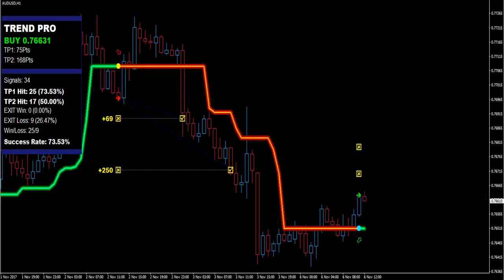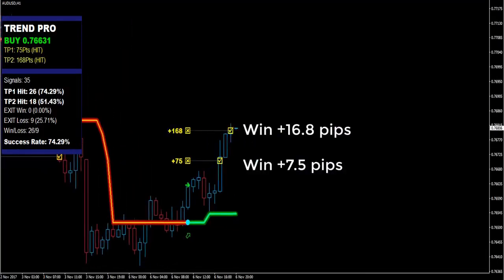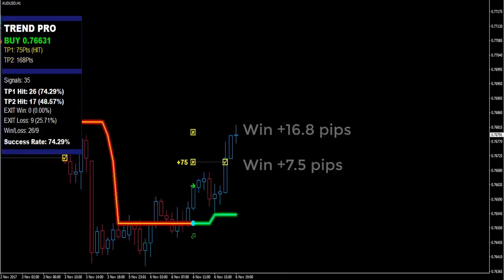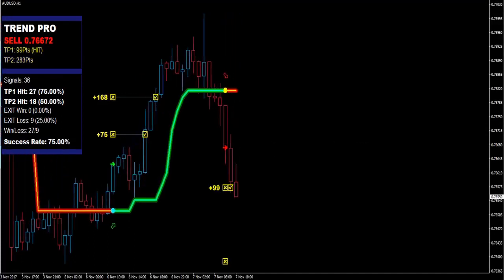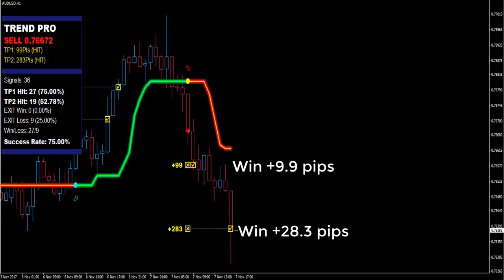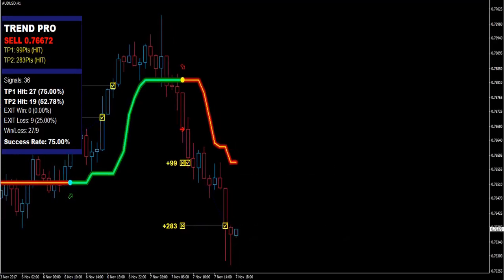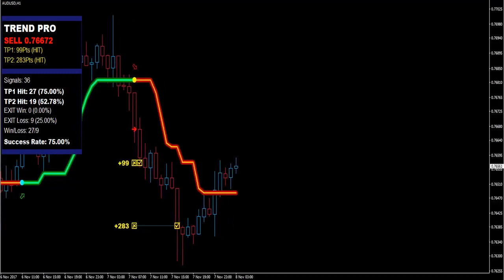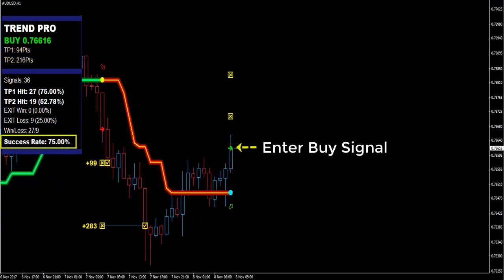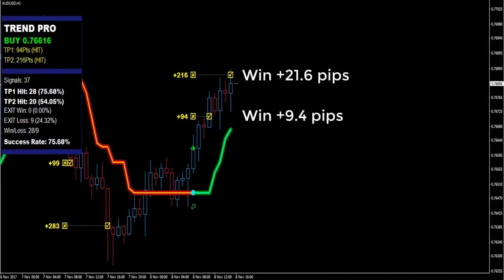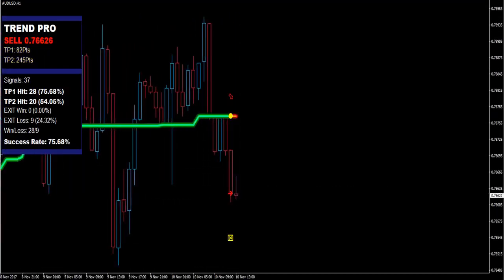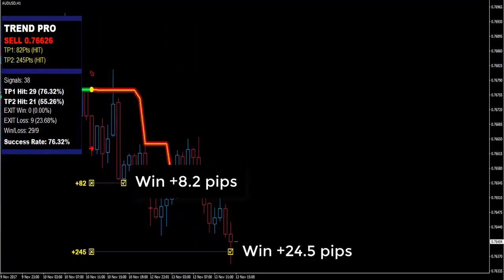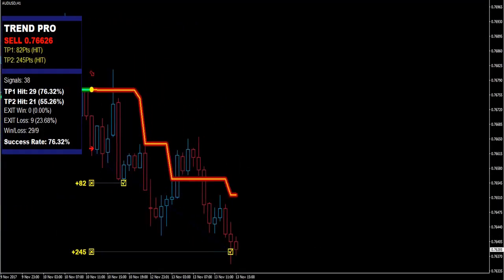Enter buy signal. Win. TP1 and 2 hit. Enter sell signal. Win. TP1 and 2 hit. Enter buy signal. Win. TP1 and 2 hit. Enter sell signal. Win. TP1 and 2 hit.